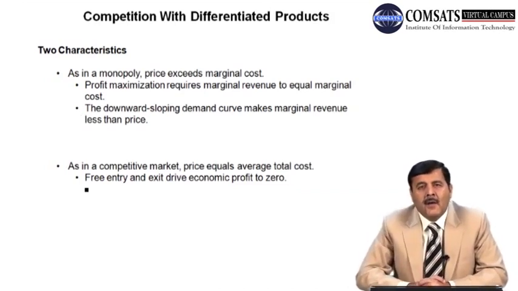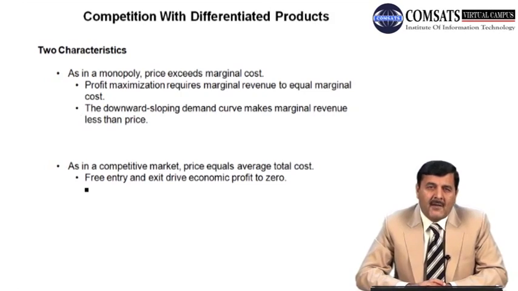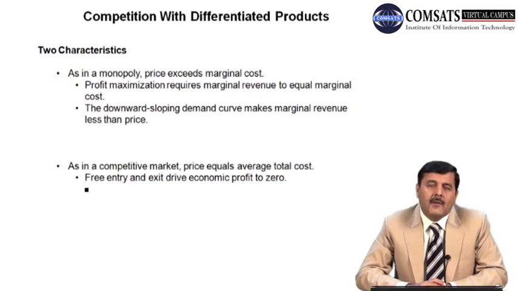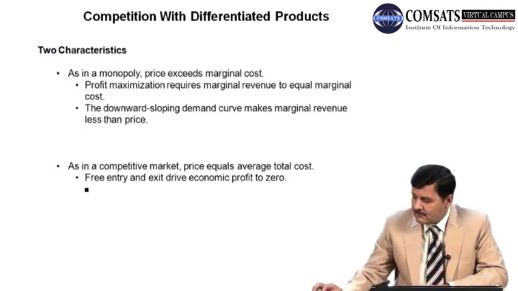In a case of monopoly, the demand curve or the revenue curve is comparatively steeper since there is only one firm in the industry. But in case of monopolistic competition, the demand curve or the revenue curve is flatter because of the many firms in the industry.